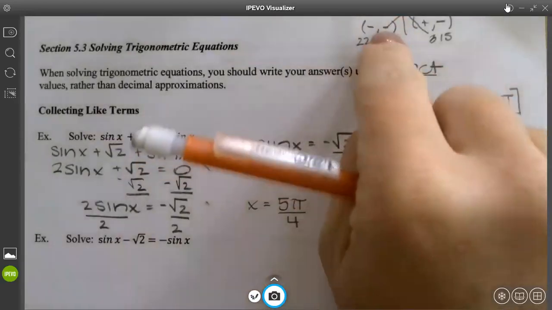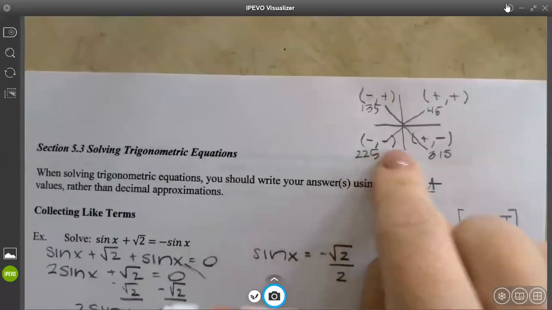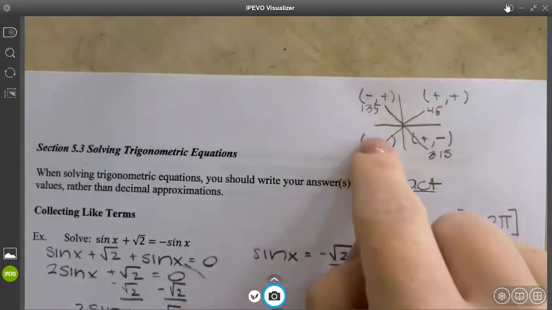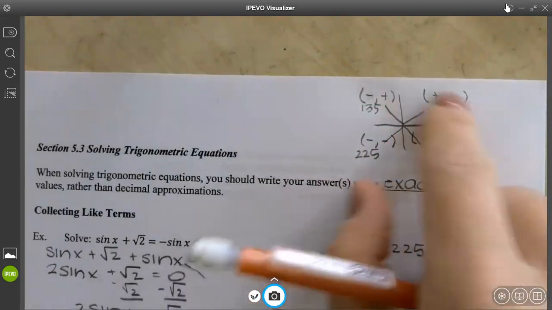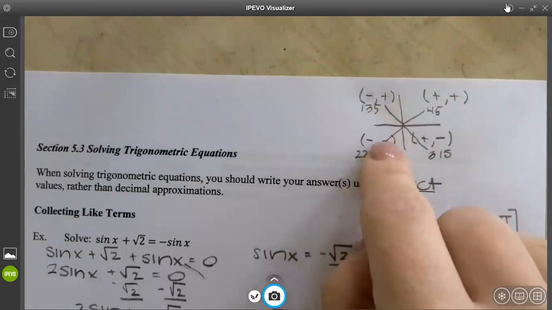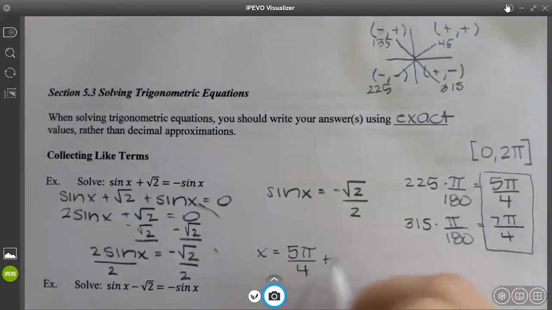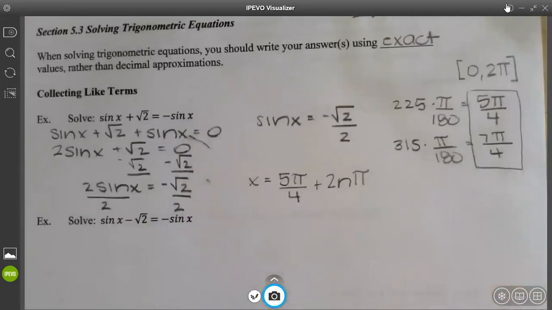And then how do I get back to that on the next revolution? How much do I go? 2 pi, and then I go as many times as I want to, right? So we write plus 2 pi n, because it could be 1 revolution, 2 revolutions. That's where the n is coming in.